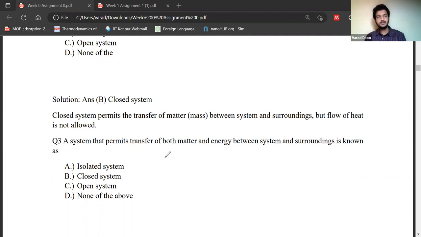Okay. So what we have is that it permits both the transfer of matter, that means delta M not equal to 0, delta E not equal to 0, right? So which system will it be? Will it be an isolated system, will it be a closed system, or will it be an open system? It will be an open system, right?